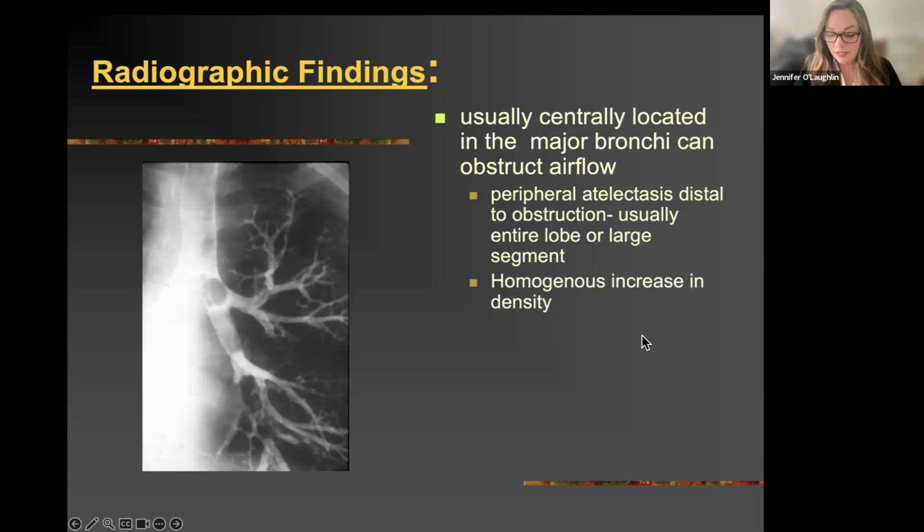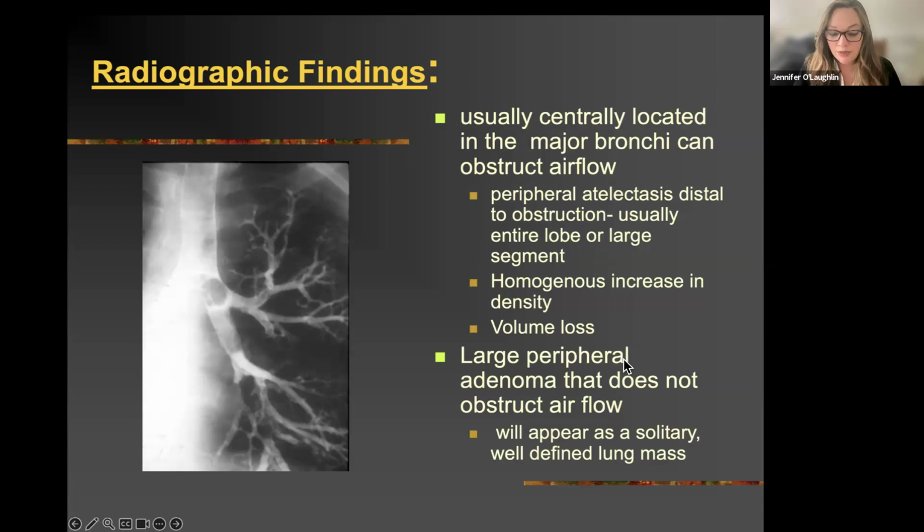With atelectasis, you get a homogeneous increase in density. So you just get an overall less darkened area of the lung where the alveoli have collapsed and lost that darkening from air. The diaphragm will go up as there's volume loss. So if there's no air, that part of the lung is going to become shorter, and the diaphragm will raise, and you'll have less lung volume.